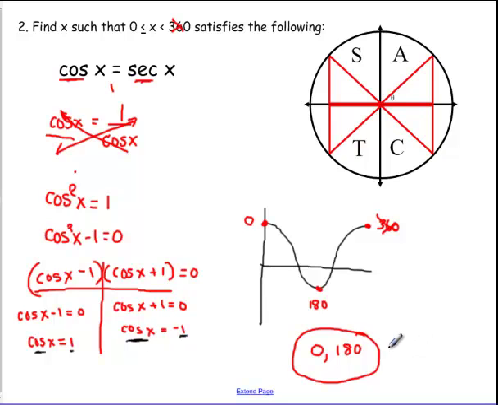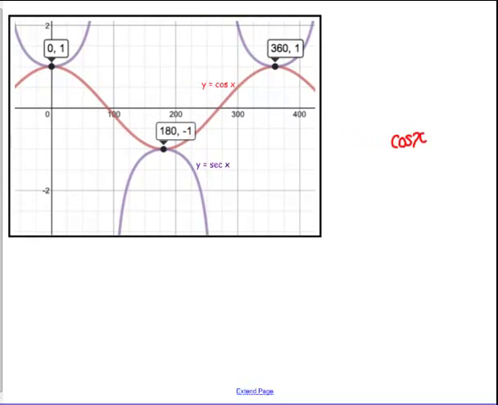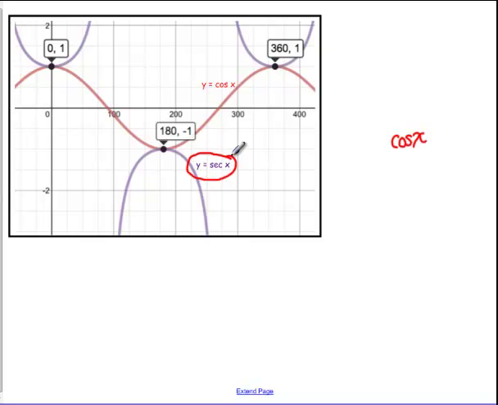And if I wanted to, I could graph these. So once again, I could take out my graphing calculator and I could graph the cosine wave, which I did here in red. And I can graph also my secant wave, which I did here in purple. And I can see they do indeed cross at 0, 180, and 360, but we reject 360.